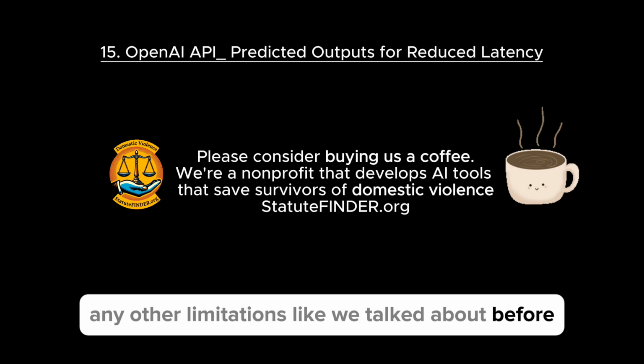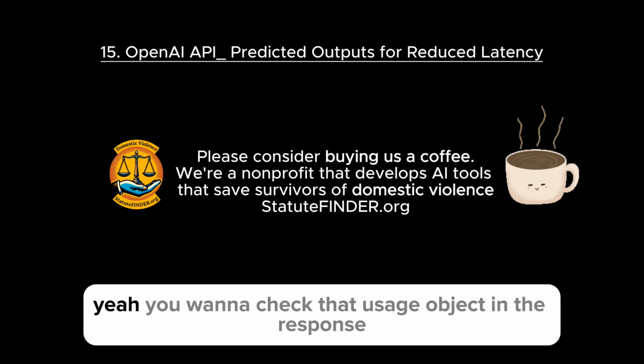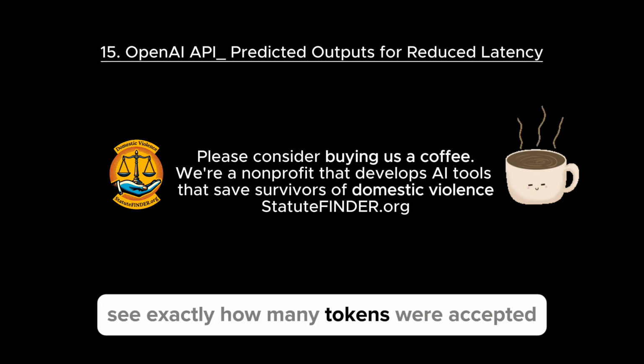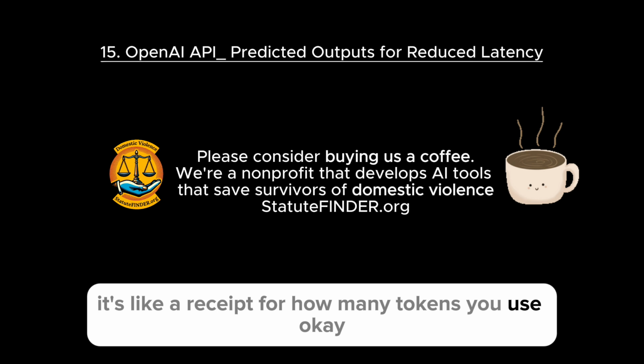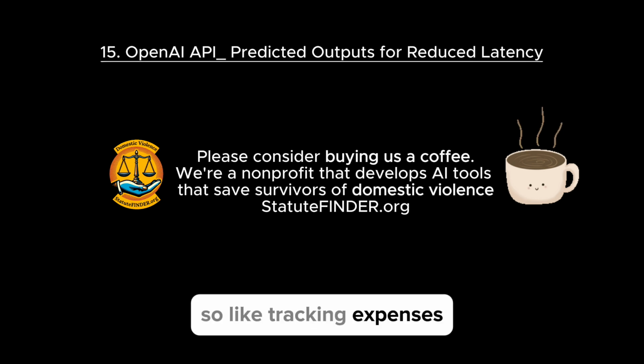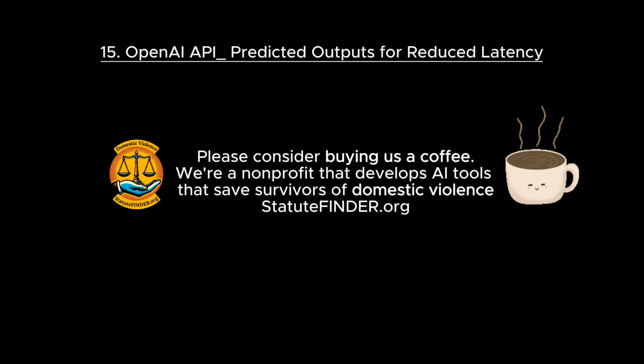Like we talked about before, keeping track of cost is important. Yeah. You want to check that usage object in the response, see exactly how many tokens were accepted, how many were rejected. It's like a receipt for how many tokens you use. Okay, so like tracking expenses but with tokens instead of dollars.